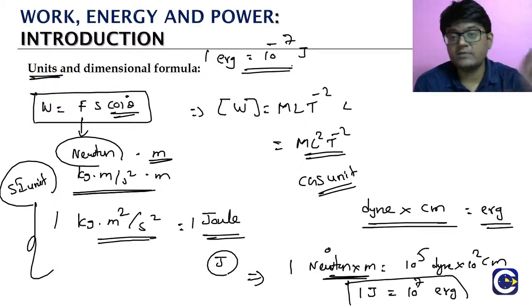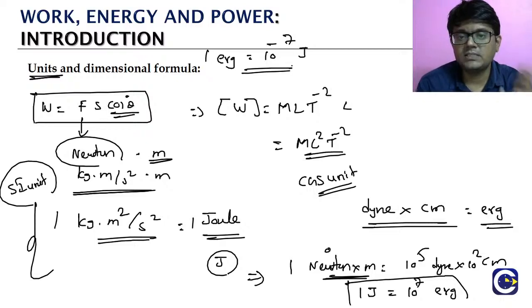So this is important. Why? Because both the CGS unit of force and the CGS unit of work we'll see quite often. So these conversions we must be comfortable with: the conversion between the CGS unit of force and the SI unit, and the conversion between the CGS unit of work and the SI unit. Okay, clear? So this is about the units and the dimensional formula.